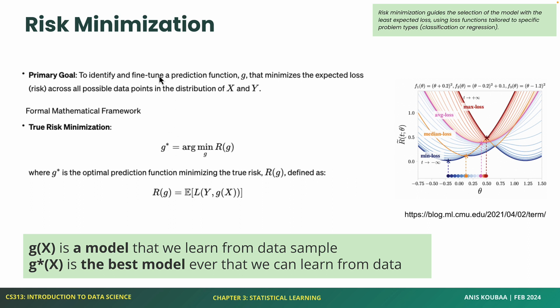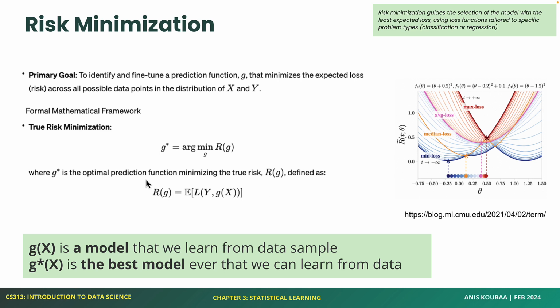So the risk minimization tries to identify and fine-tune a prediction function G that minimizes the expected loss, the risk. So you expect one loss, the loss will be minimized several times, averaged across all data points in the distribution X and Y. If we don't have the whole population, we're going to use different samples and average among all of them. This is also what we call cross-validation. We'll see this when we talk about machine learning.